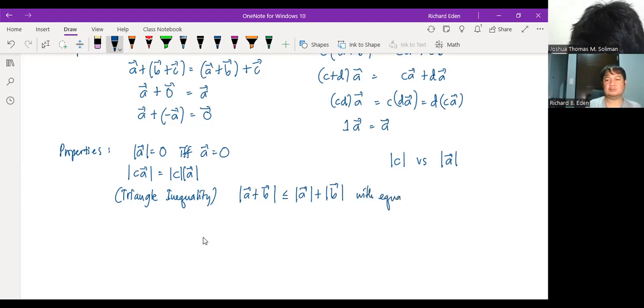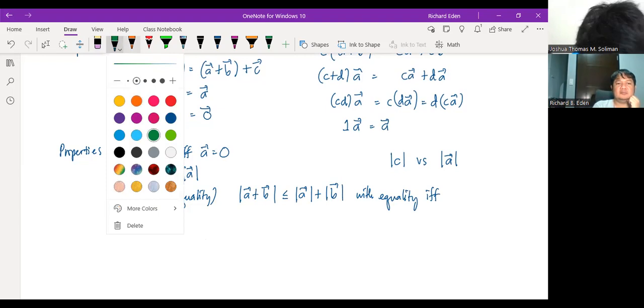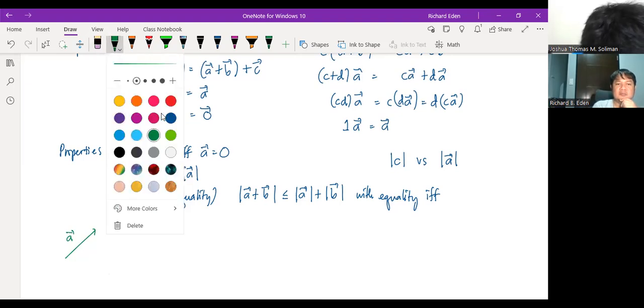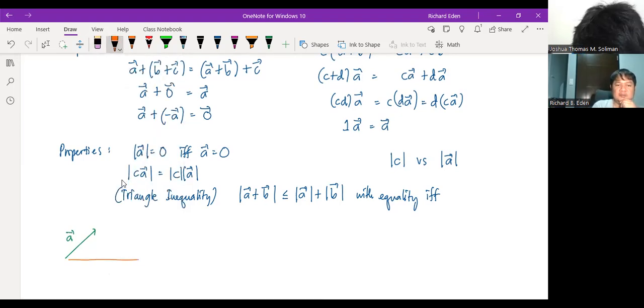And in fact, when does equality occur? Okay, well, let's say this is vector A, and this is vector B. Let me use a different color. This is vector B. Now the location is irrelevant, so I could draw vector B like so.